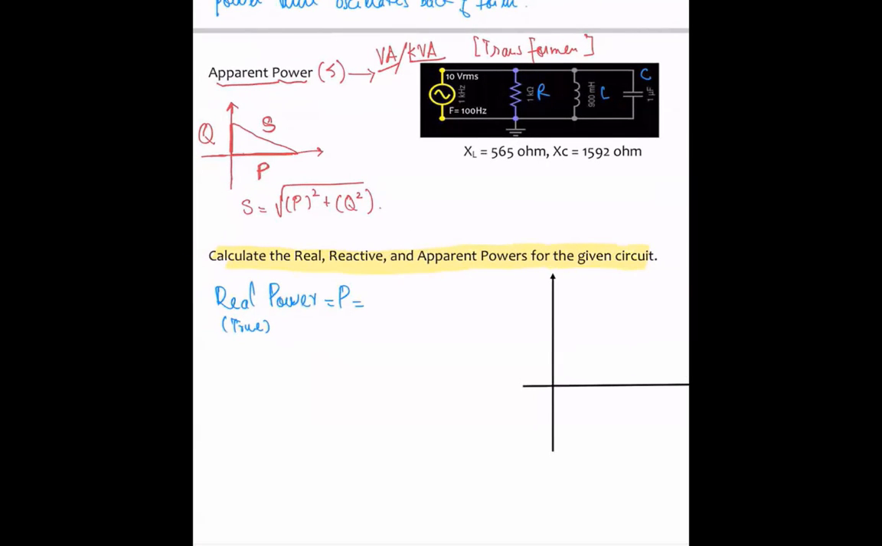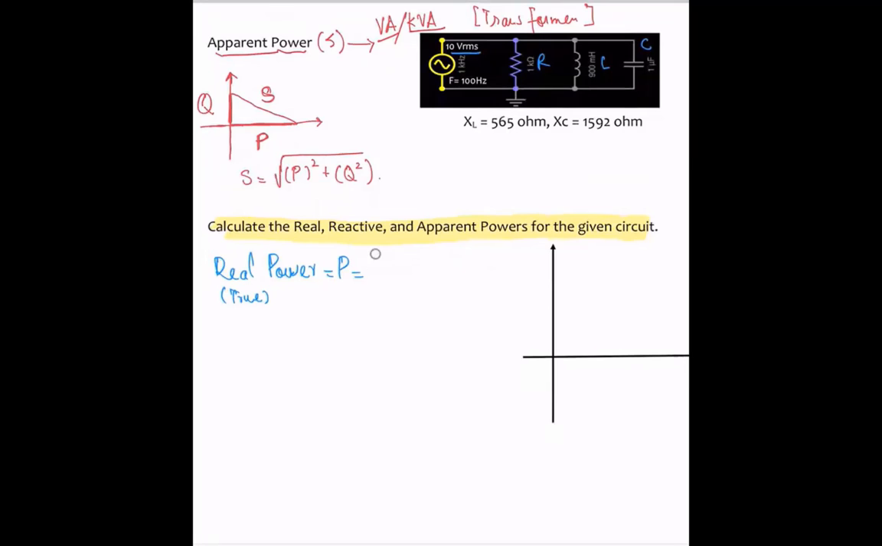I can simply apply, VRMS is already given here, 10. So P would be equal to V square over R, where V is RMS. The resistive load is 1 kilo ohm. If I plug in the values, 10 squared, resistance is 1K, I get 100 divided by 1000. That gives me 0.1 watt. So that's the real power.